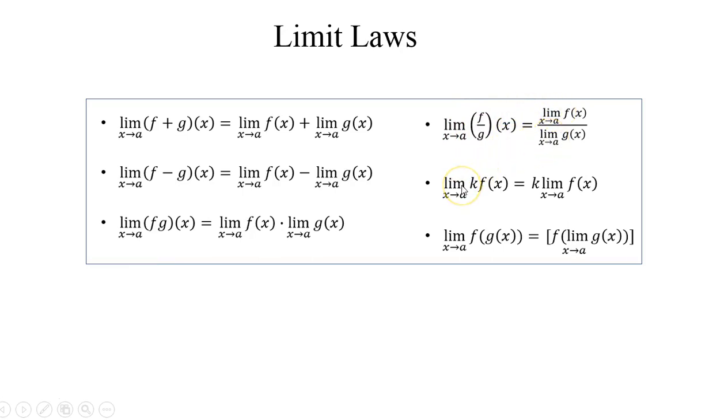This one looks a little weird here. I have a limit as x approaches a of k times f(x). You say, well, what's the k? Well, k is some constant, some coefficient. I've heard it called a scalar also.